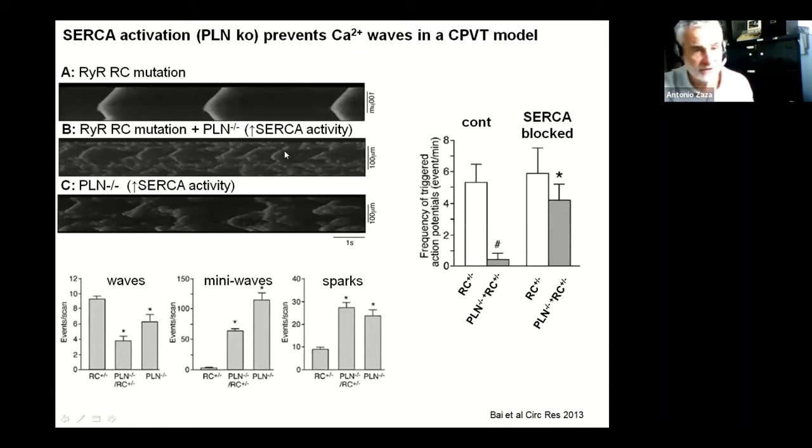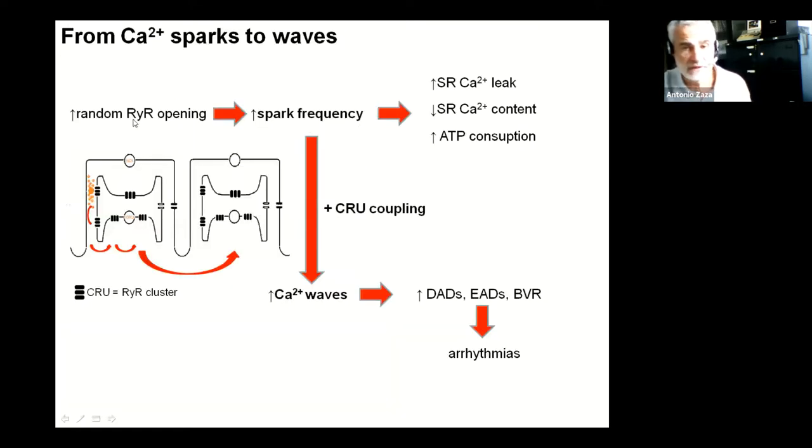And what is the explanation for this unexpected observation? Well, random ryanodine receptor opening gives rise to sparks, calcium sparks, which are very small events. And this may contribute to calcium leak, to decrease calcium content of the SR, to increase ATP consumption, which are all bad things, but it will not lead to waves, because in order to generate calcium waves and delayed afterdepolarizations, you need a crosstalk between adjacent calcium release units, which is supported by cytosolic calcium propagation. So you do need this crosstalk to generate waves. And if you put SERCA in the middle of it, you can clearly figure out how SERCA can scoop up calcium in the SR, thus interrupting this propagation and this crosstalk. So it is not difficult to understand how SERCA activation can actually prevent calcium waves, delayed afterdepolarizations and arrhythmias.